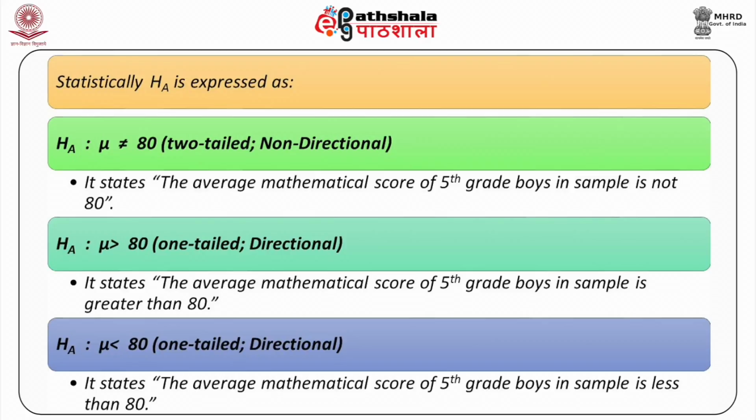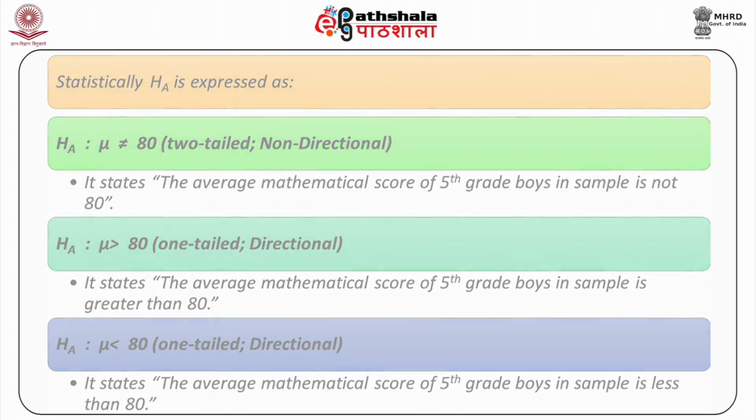HA where mu is greater than 80 is a one-tailed or directional alternative hypothesis. It states the average mathematical score of 5th grade boys in the sample is greater than 80. HA: mu less than 80 is a one-tailed alternative hypothesis which is directional in nature, and it states that the average mathematical score of 5th grade boys in the sample is less than 80.